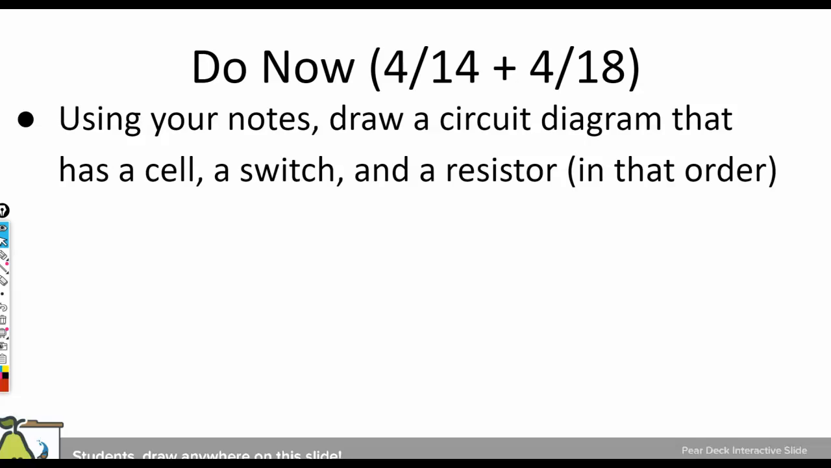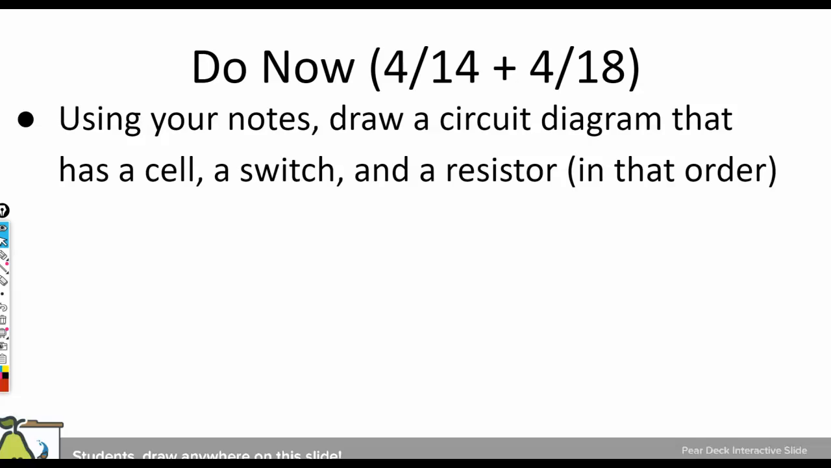Okay, so before we do that, I want you to access the periodic slide, which I will give you a link for now. And I want you to open up that slide, and I want you to answer this do now question. The do now question says, using your notes, draw a circuit diagram that has a cell, a switch, and a resistor in that order.